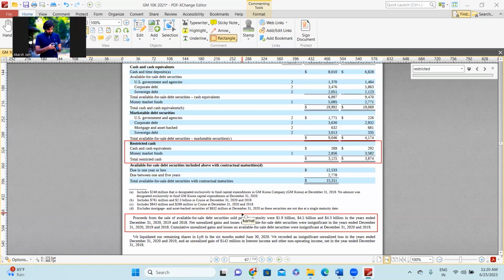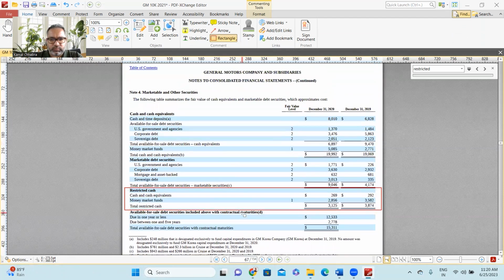Right, that also needs to be disclosed. It might be in some notes below. It will be there.